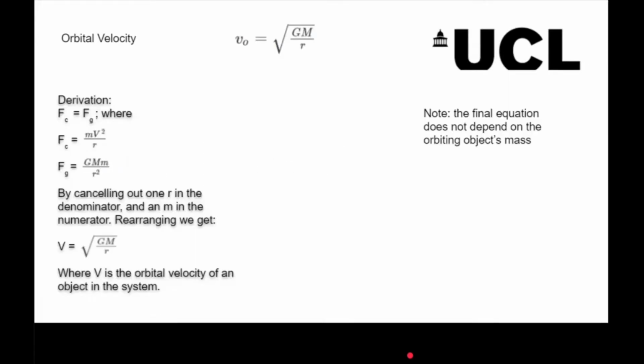We equate centripetal force to gravitational force, so m v squared over r equals G big M small m over r squared. From this, we can cancel out an r in the denominator and small m in the numerator. Rearranging, we get v equals root of G big M over r, where v is the orbital velocity of an object in the system. Something to note is that the velocity of the object does not depend on the mass of the object itself, and only the mass of the larger object it's orbiting.